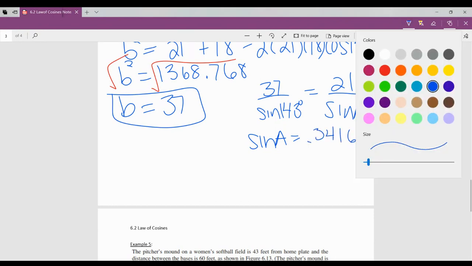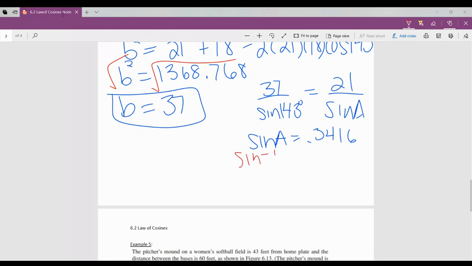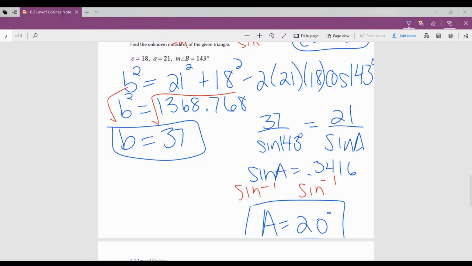And then I want to undo sine, so I'm going to do sine inverse. So I get A, angle A, is equal to second sine, second answer, fill that in. And it's 19.97, so we round to the nearest tenth, so that's 20 degrees. All right, so now I have what angle A is. I have what angle B is. I can find what angle C is by doing 180 minus 20 minus 143. And I get C, oh, it's an itty bitty angle, 17 degrees.